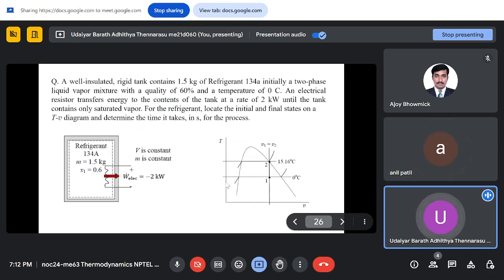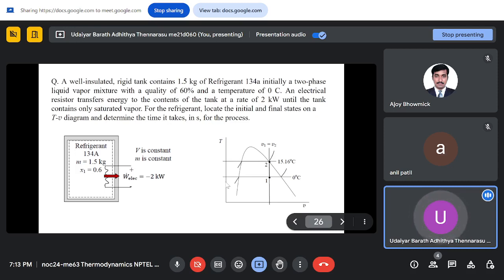No, sir. Okay. Then moving on: a well insulated rigid tank contains 1.5 kg of refrigerant R134A. This is initially a two-phase liquid-vapor mixture with a quality of 60% and a temperature of 0 degrees Celsius. An electrical resistor transfers energy to the contents of the tank at a rate of 2 kilowatts until the tank contains only saturated vapor. For the refrigerant, locate the initial and final states on a T-v diagram and determine the time it takes, in seconds, for the process.